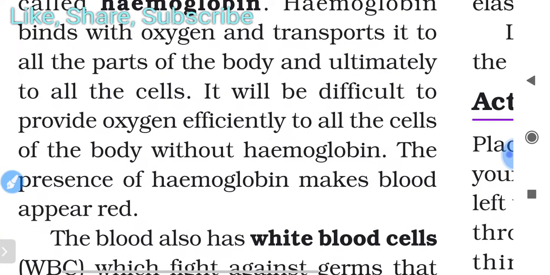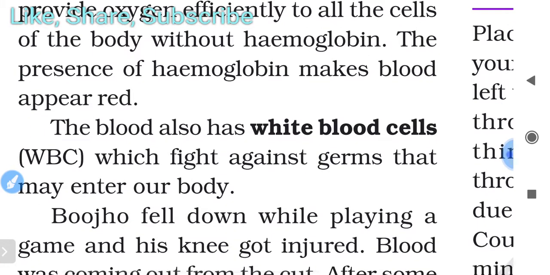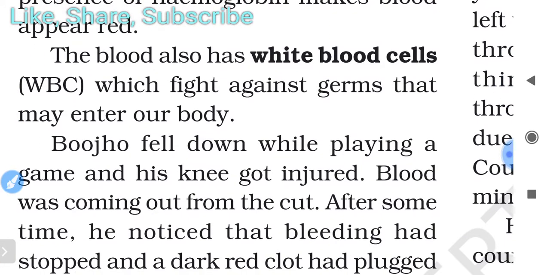It will be difficult to provide oxygen efficiently to all the cells of the body without hemoglobin. The presence of hemoglobin makes blood appear red. So now you have your answer to why the color of blood is red: it is due to the presence of hemoglobin. The blood also has white blood cells, which fight against germs that may enter our body.